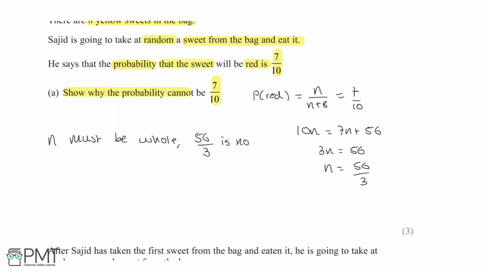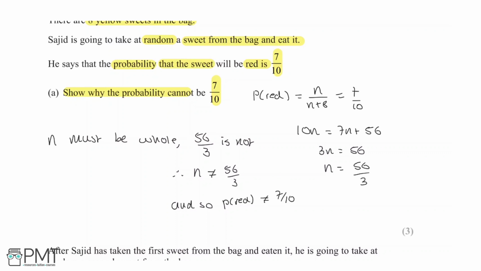56/3 is not whole, therefore n, because n is the number of sweets, therefore n cannot equal 56/3, and so P(red) is not 7/10.